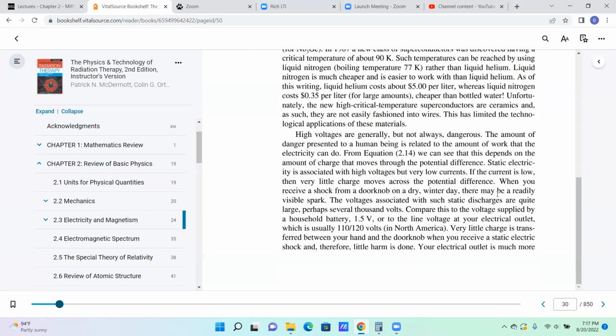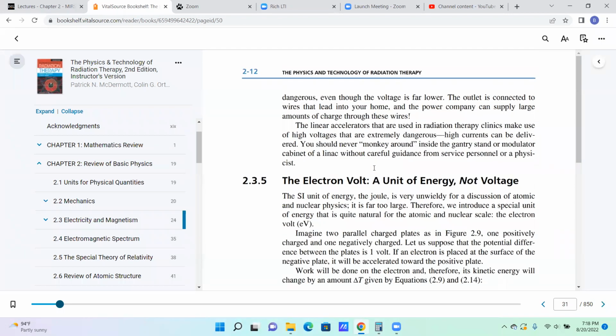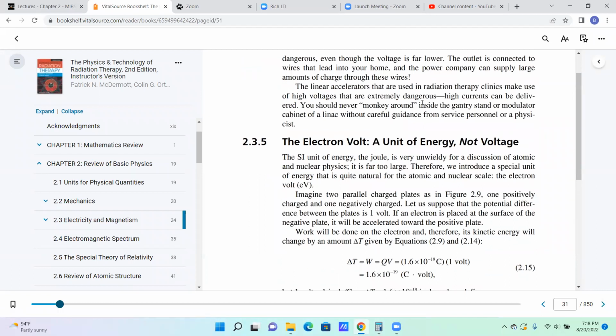When you receive a shock from a doorknob, there may be a readily visible spark. The voltage associated with such static charges is quite large, perhaps several thousand volts. Compare this to the volts supplied by a household battery, or the 110, 120 volts you get out of the electric outlet. Very little charge is transferred between your hand and the doorknob when you receive a static electricity shock, and therefore little harm is done. The electrical outlet, on the other hand, the voltage is far lower, but you've got a lot more amps that can run through you. So it's not the voltage that can kill you, it's the amps.